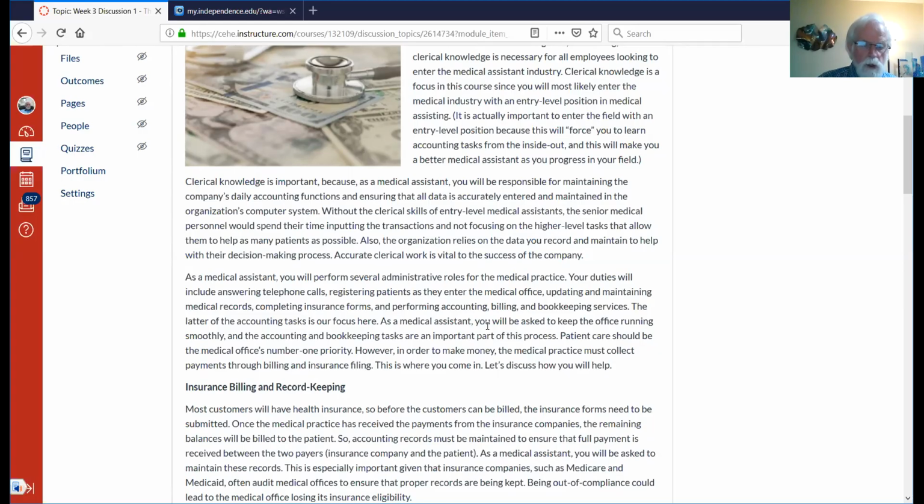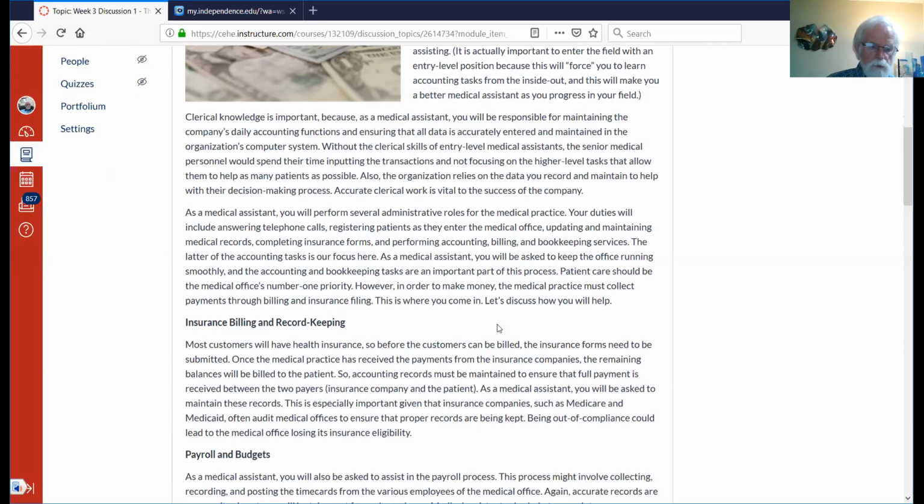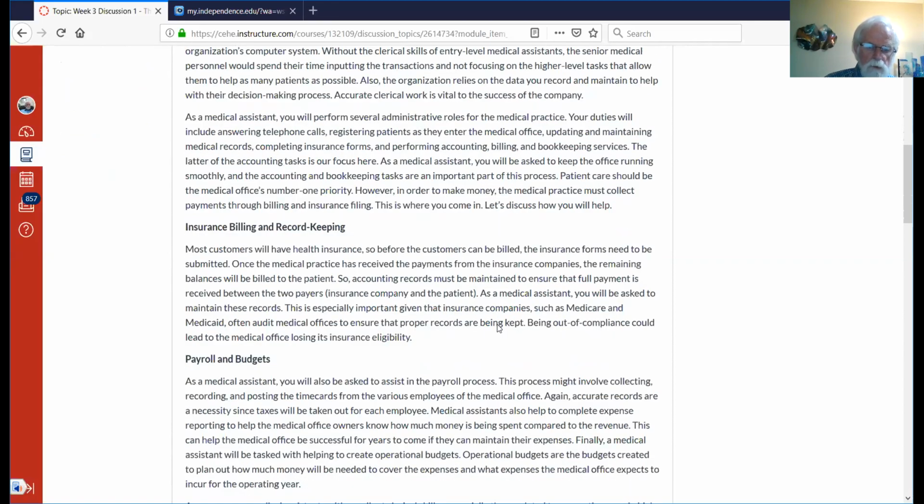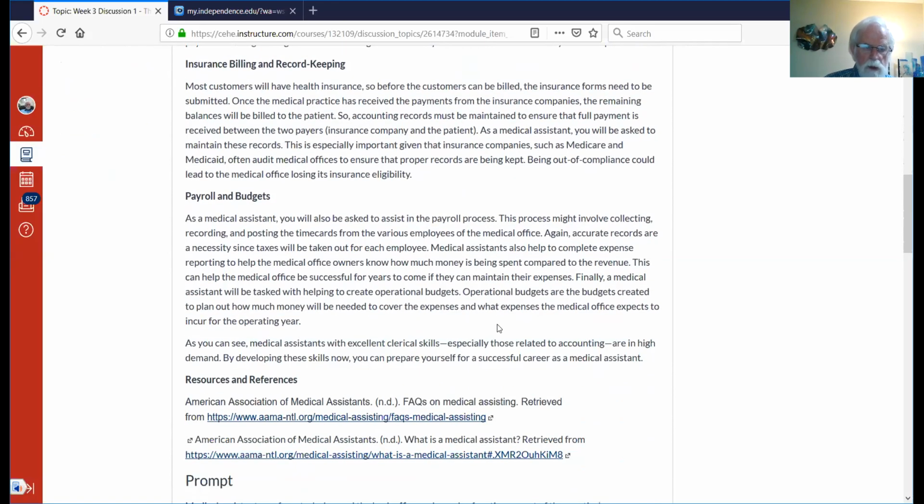So you have to remember that this is a necessary part of running any business. If you're fortunate enough to be in a small practice, these can be very fun, very intimate places to work. You may find yourself doing some of these things and filing insurance claims. Now, one of the things mentioned here in the discussion is budgeting and payroll.